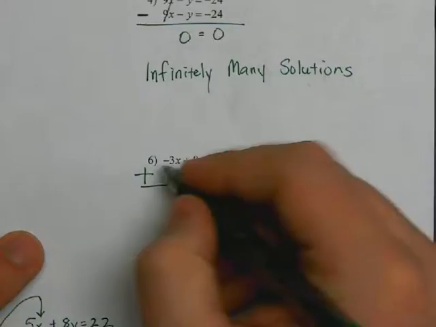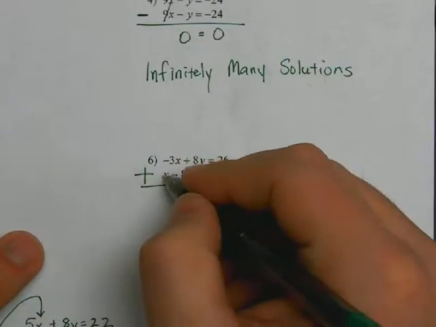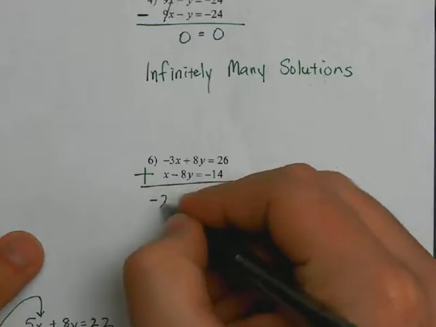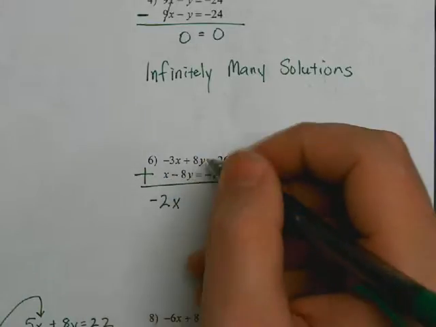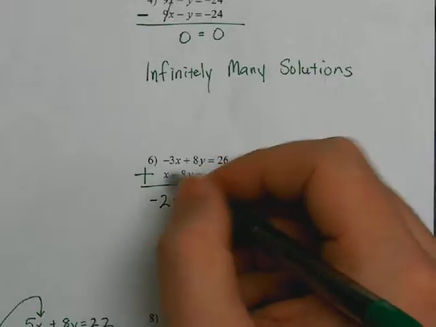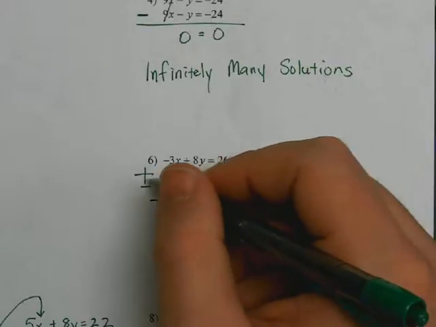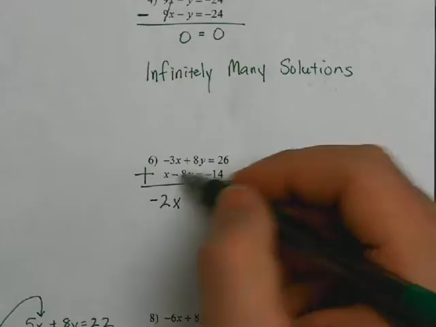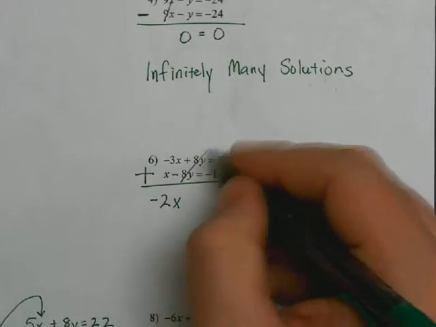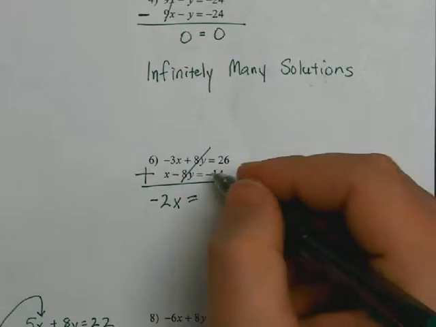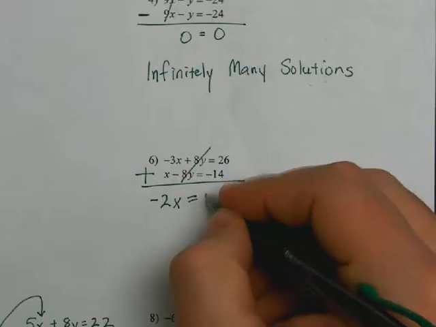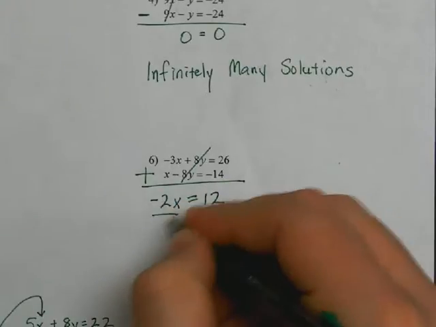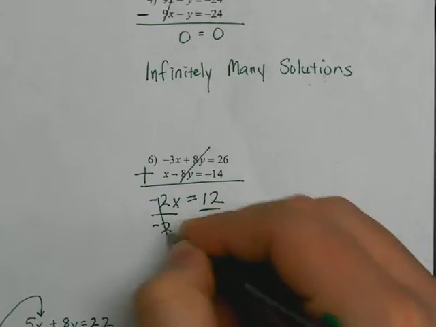So what is negative 3 plus 1? Well, negative 3 plus 1 would be negative 2x. 8 plus negative 8 would actually just cancel, or keep in mind, you simply don't have to look at the addition. You can just kind of look at the sign here. So 8 minus 8 cancels, equals 24 minus 14. If you look at 24 minus 14, that would become 10. Divide both sides by negative 2, and you get x equals negative 6.